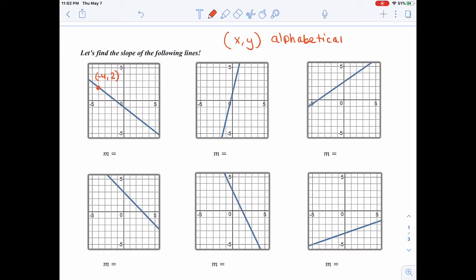The next point I see where I have a clear intersection with whole number coordinates is down here. That's at 0 for my x, -1. And then if I keep going down, I see I have another point here. But really, you only need 2 points on a line to find the slope, okay?